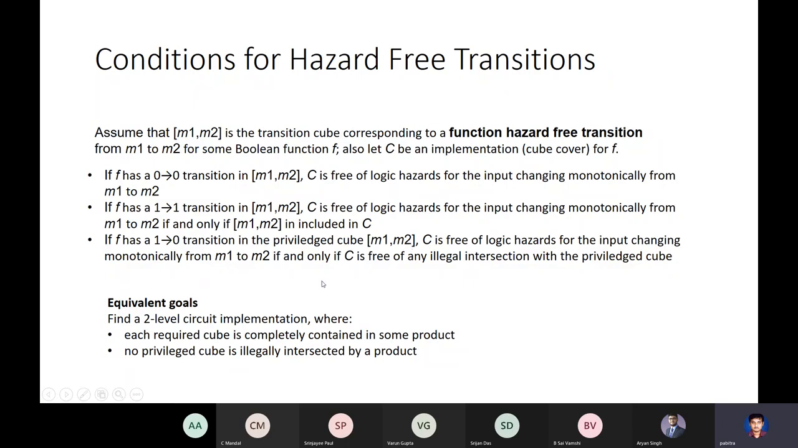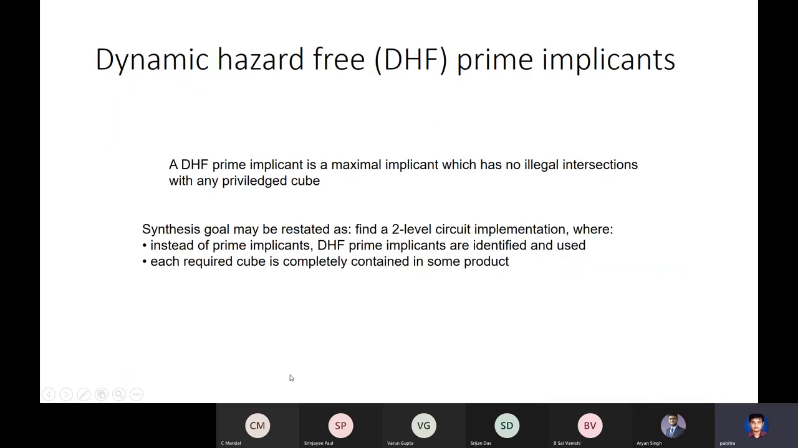These are the requirements for a hazard-free MIC realization given a transition. So we have an equivalent goal. You have to implement a two-level circuit where each required cube is completely contained in some product, and no privileged cube is illegally intersected by a product that is there in the realization. So these two goals should be satisfied.